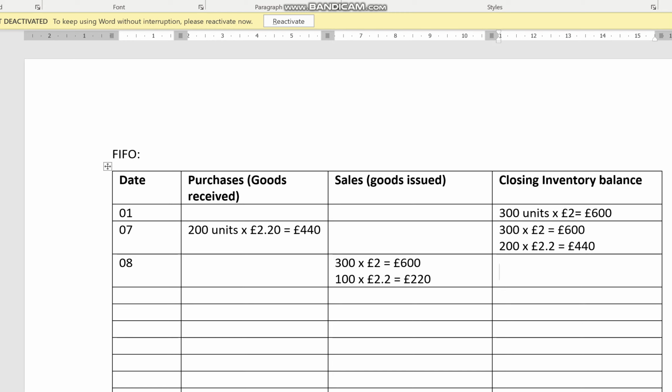Now, what is left unsold at the moment? Remember, 300 have been sold. Out of 200, 100 have been sold. So the remaining inventory is 100 units at 2.2 equals £220. So all 300 units have been issued away. Out of 200, 100 units have been issued away. So these 100 units are left.